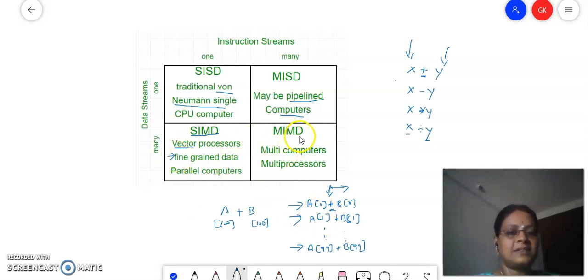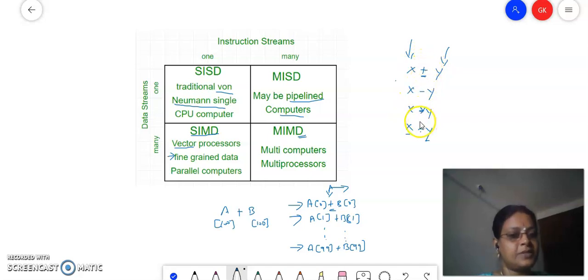Then comes the last classification, MIMD, which is nothing but multiple instruction and multiple data. The instruction is also multiple and the data is also multiple. Maybe you can combine these two together, so instead of x and y, you can have an array of data, and in all these array elements you have to perform these different operations.